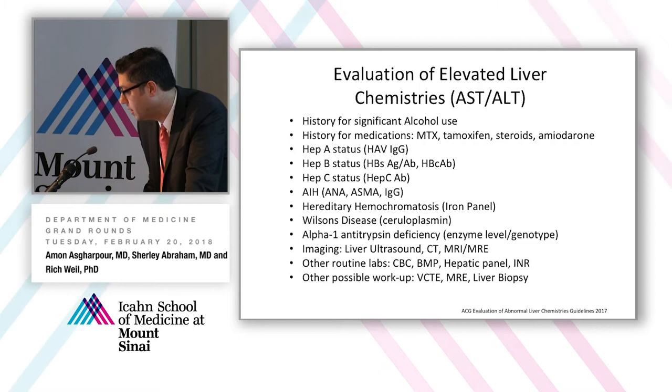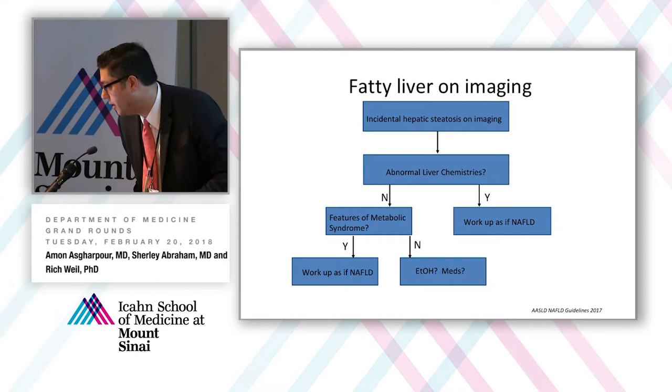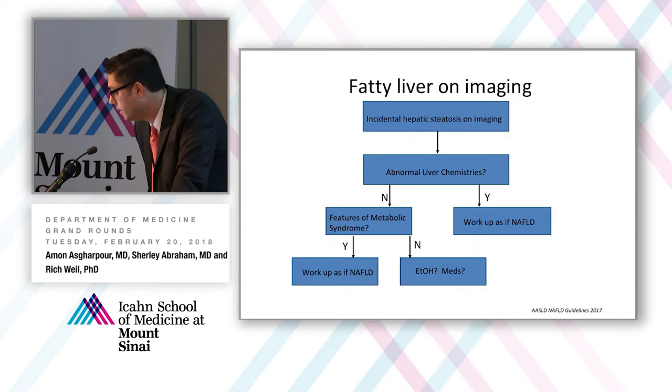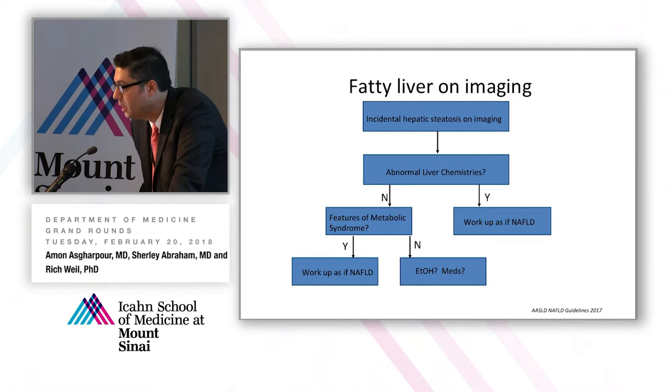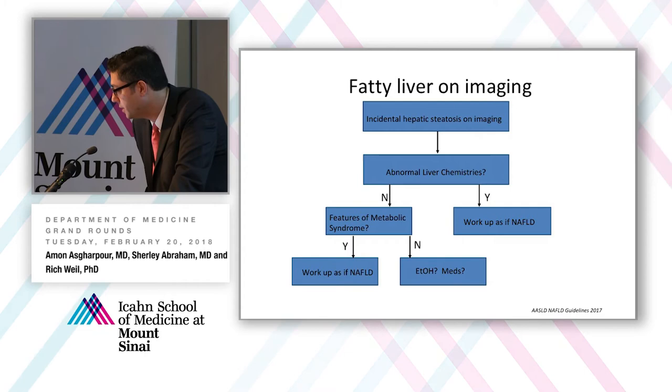So what do you do about incidental hepatic steatosis seen on imaging? All this is based on the new AASLD guidelines for NAFLD that came out in July. If you see incidental steatosis and they have abnormal liver chemistries, then you should work them up as non-alcoholic fatty liver disease. If they don't, but they have features of the metabolic syndrome, that predisposes them to having fatty liver, so you should work them up. If they don't have features of the metabolic syndrome, again, ask them about their alcohol use and if they're on any medications that could cause steatosis.